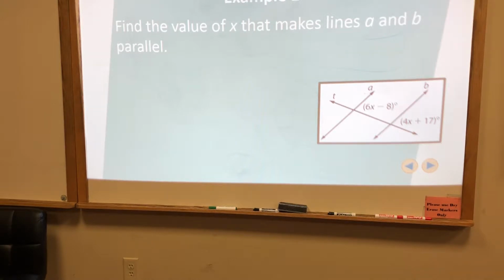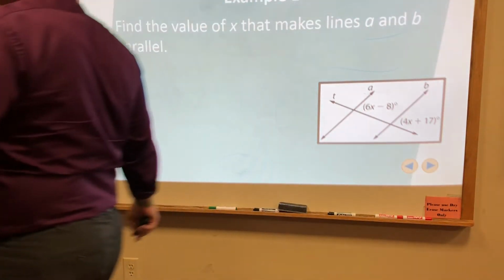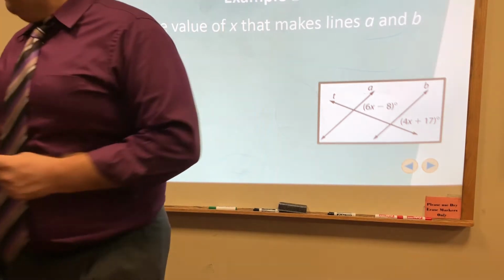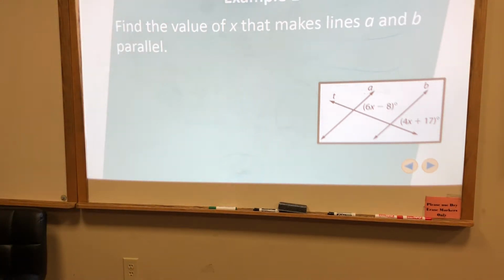Making both lines A and B parallel. So if they're parallel, what do we know about the lines? That the angles are going to be congruent. Now notice, what kind of angle is this one and this one? They are corresponding angles. So if we were to solve this problem, the way we would solve it is we'd set it up like this.